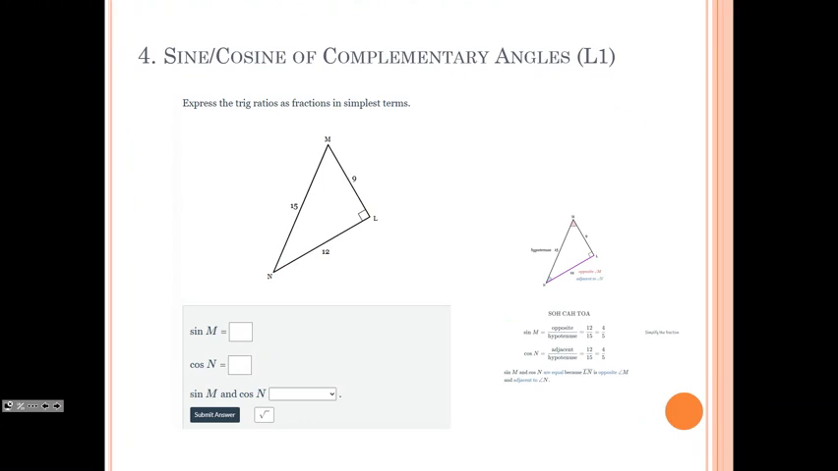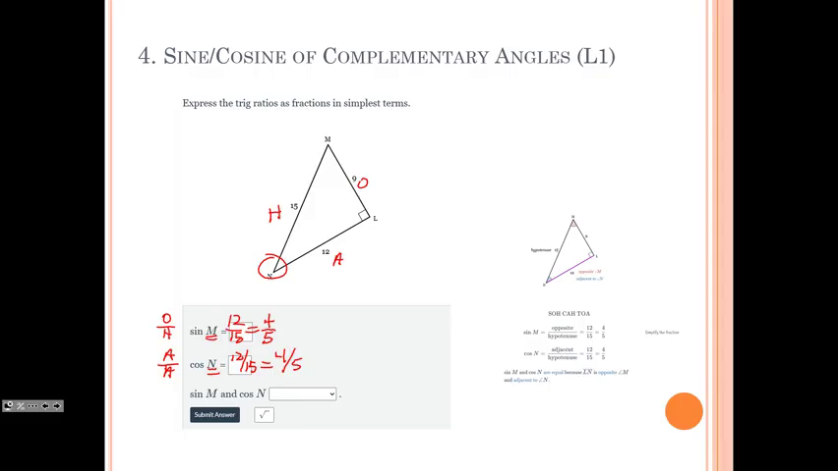Okay, this one right here, sine m. That means this is where you're going to start. That's your starting angle. Opposite, adjacent, hypotenuse. Sine m is 12 over 15, which reduces to 4/5. Okay, cosine n. This is your starting angle. This is now opposite. They switch because we switched to the other acute angle. That means adjacent over hypotenuse. Remember, adjacent over hypotenuse. So that's going to be 12 over 15, which means it's 4 over 5.